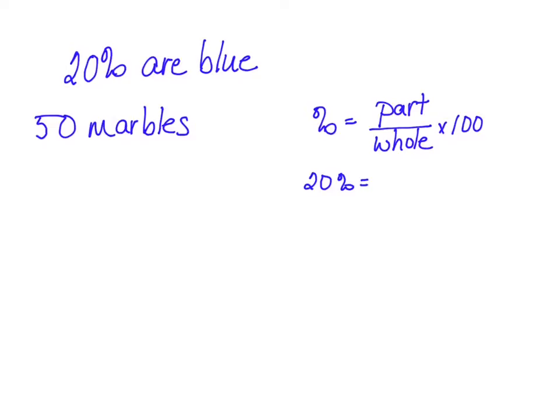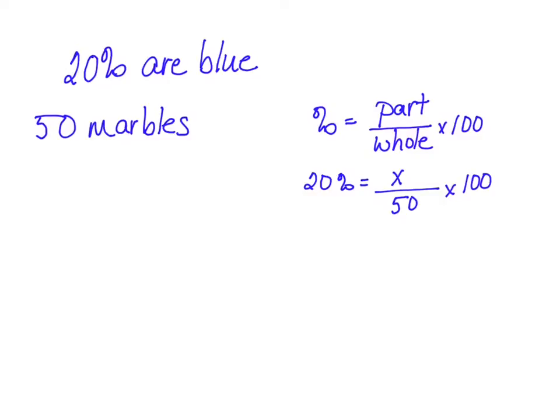The next thing we have to decide is whether the 50 is the part or the whole. Going back to the context of the problem, it said we have 50 marbles in total, and we were trying to find the number that are blue. That indicates that the 50 is the whole value. So the part is our unknown, and we'll substitute in x for that value. So now we have x over 50 times 100.